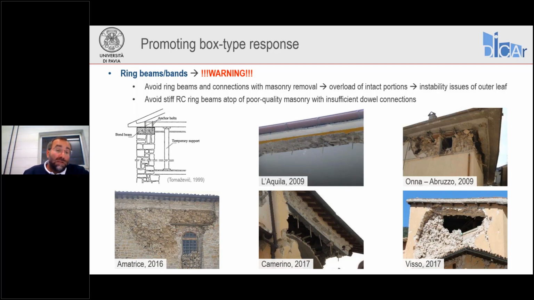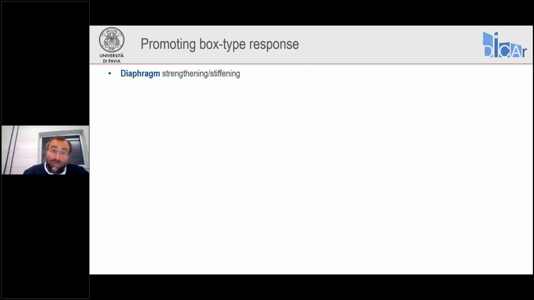Again, a problem of quality of masonry, which may need to be locally strengthened, and a problem of stiffness of this concrete ring beam, which is basically behaving as a rigid body, moving above a more flexible and weaker material, which is the supporting masonry. So try to avoid this problem because this makes the intervention completely useless.